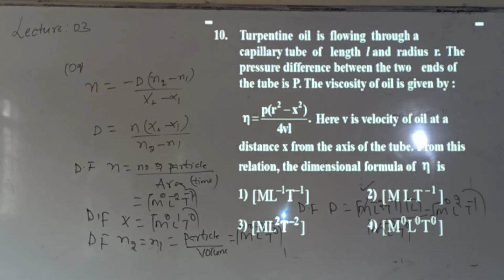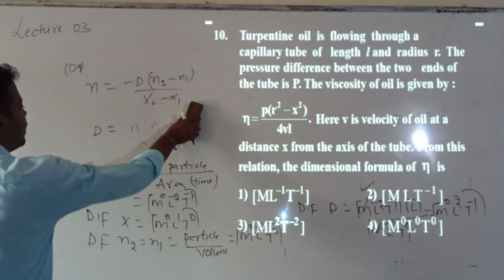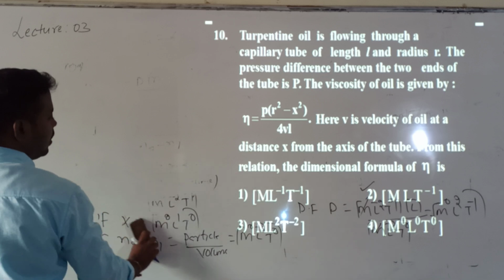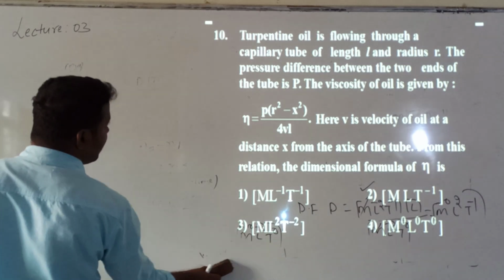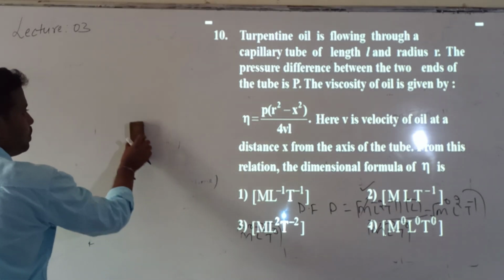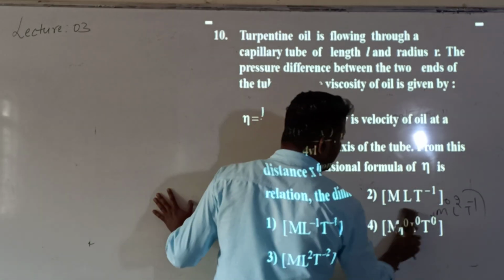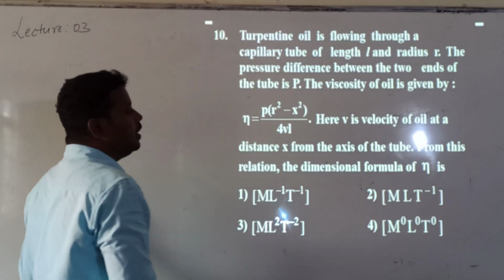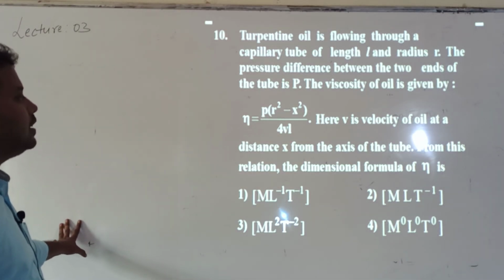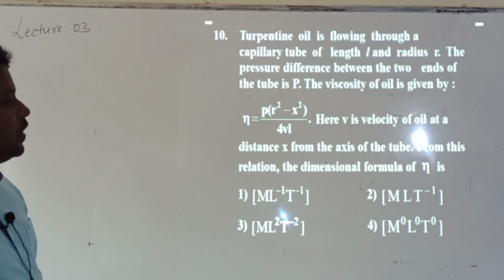Next, question number 10. And this is also the same model question. Turpentine oil is flowing through a capillary tube of length L, radius R. The pressure difference between the two ends is P. The viscosity of the oil is given by this. Here V is the velocity of the oil at a distance x from the axis.